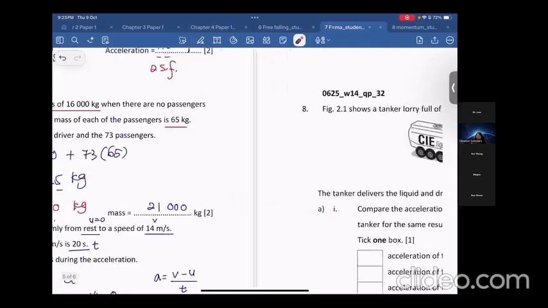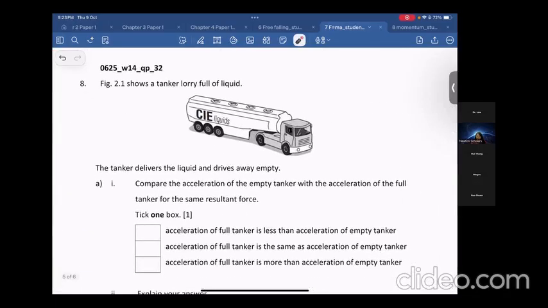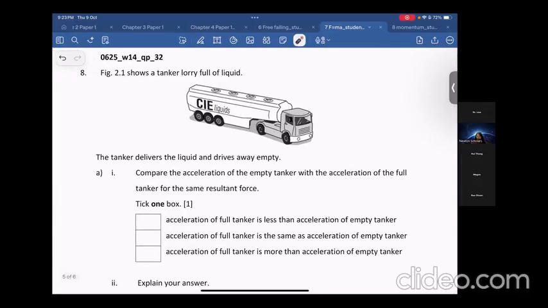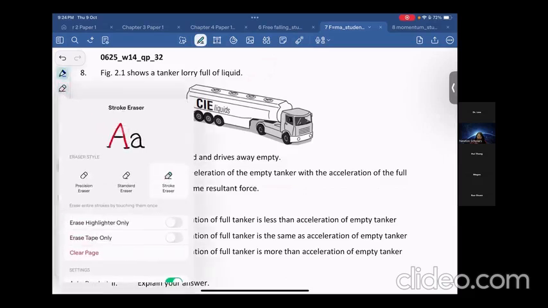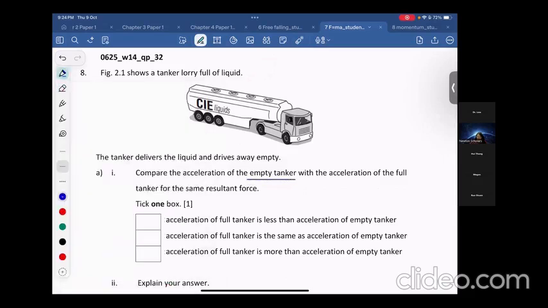Okay, so next. This is the tanker lorry full of liquid. Inside got a lot of liquid, so that means the mass is higher. The tanker delivers the liquid and drives away empty, so at the end it becomes an empty tank. Compare the acceleration of the empty tank. Okay, boys and girls, if the empty tank's mass decreases, what happens to your A? Your full tank has higher mass, so your acceleration actually should be what? The third box? Full tank will accelerate more?